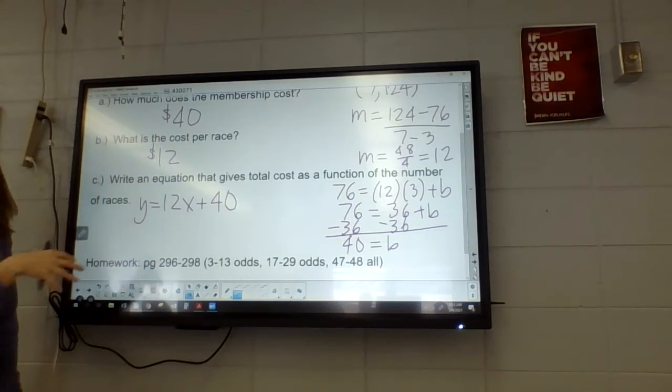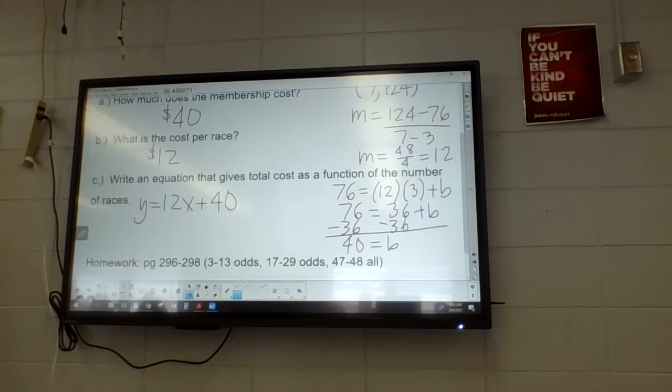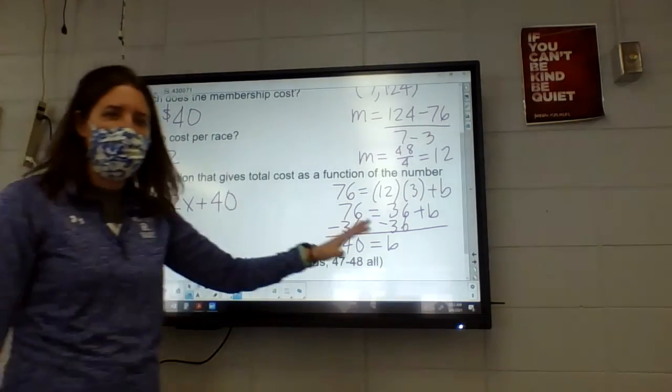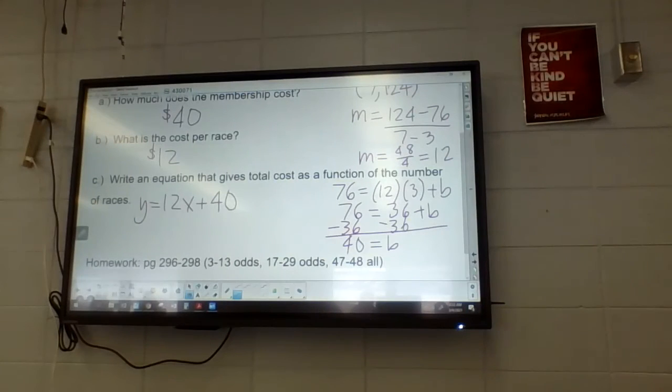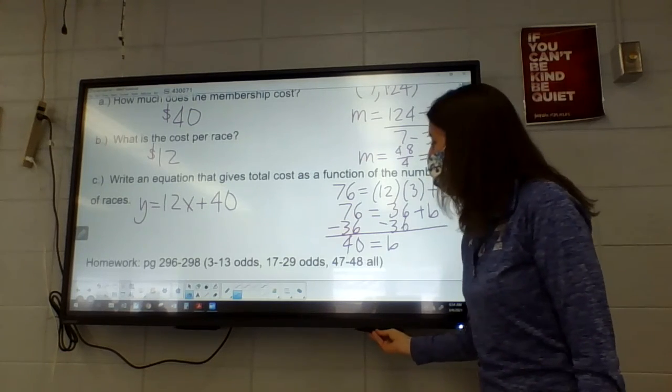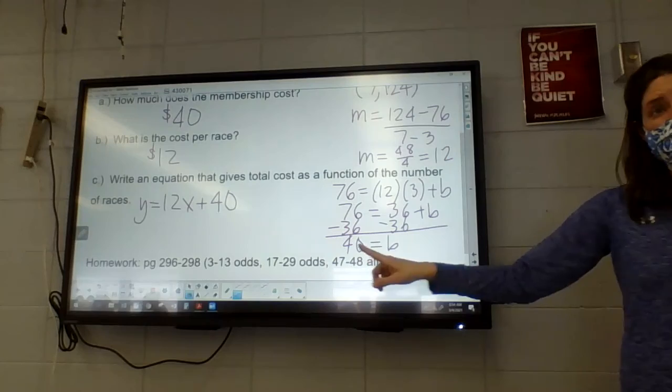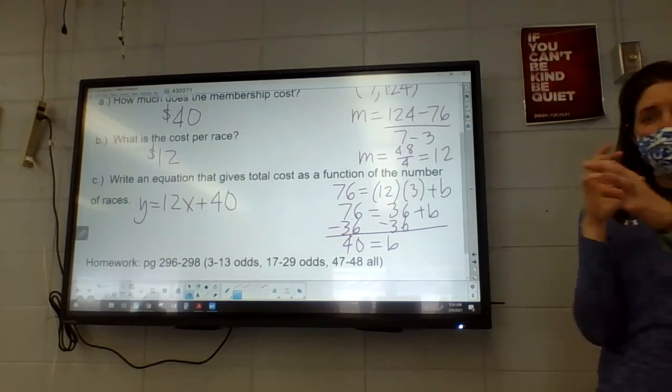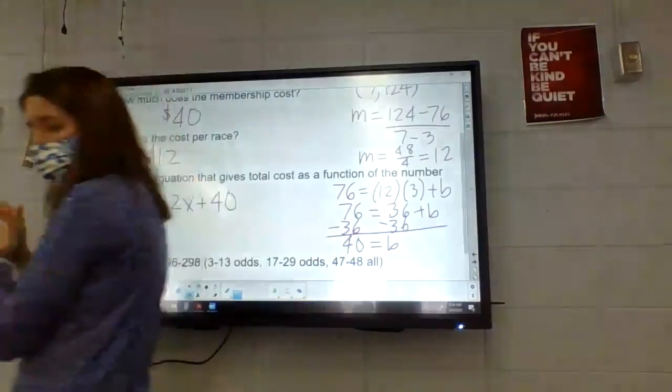So this slope-intercept form has more of an application than just graphing lines, because a lot of times people are like, when am I ever going to use this in my everyday life? And I understand that you might not be trying to figure out the cost of racing at a track either, but that idea is there. Okay, so there are a couple questions like this at the end of the homework. Do not be afraid of them. Set up your points. You should hopefully be able to do that.